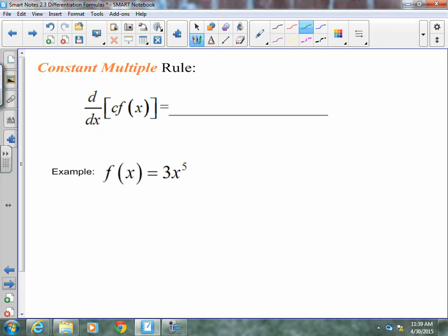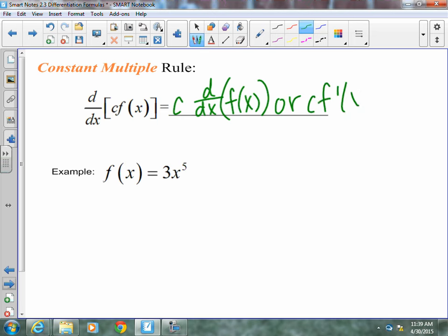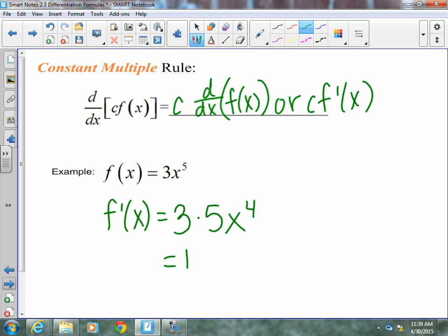Constant multiple rule. This is one where the constant stays out front. So you keep the constant, and take the derivative of the function, or c times f prime of x. So for instance, on this one, f prime of x, keep your 3. The derivative of x to the 5th is 5x to the 4th. So our derivative is 15x to the 4th. And you might not always need to show this middle step. As you get the hang of it, you'll be able to do it in one step.